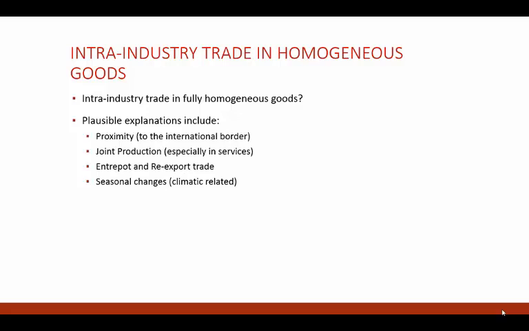A number of plausible explanations, not necessarily theories, are candidate reasons. Sometimes it may be cheaper for a border state or town to purchase goods from another country just across the border than to have the goods shipped in from another part of the country. So while that good might typically be exported, it shows up also as imports in a country's trade accounts.